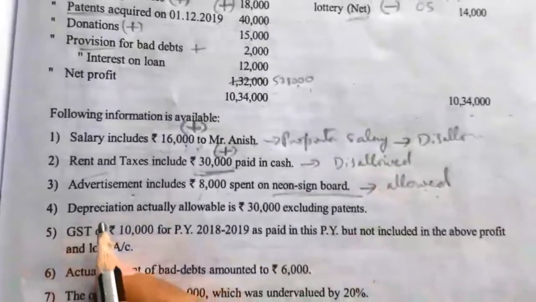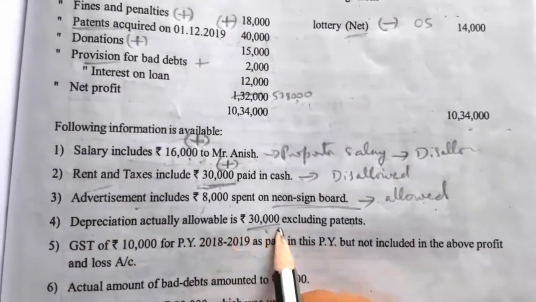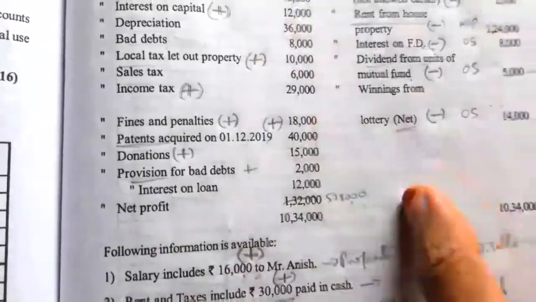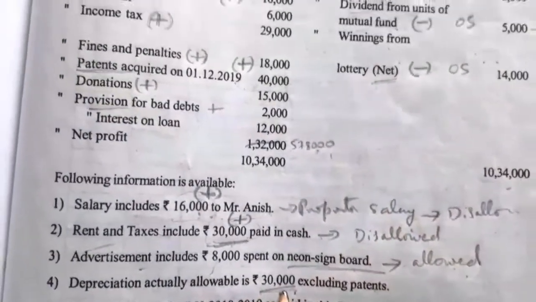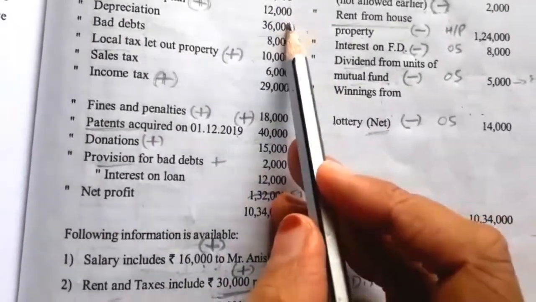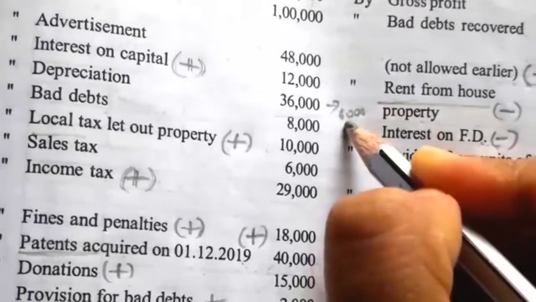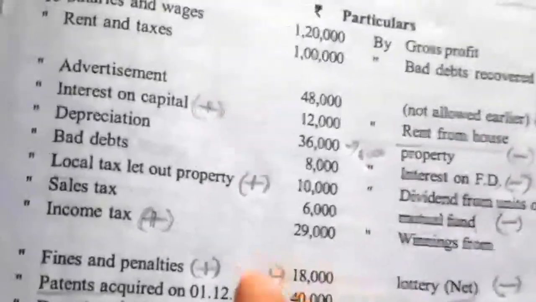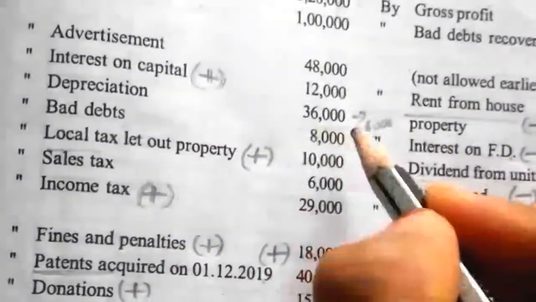Okay. So here depreciation actually allowable is 30,000. As per IT rule, depreciation actually allowable is 30,000. On the debit side of profit and loss account, they have recorded the depreciation 36,000. Means they have recorded more depreciation. Actual depreciation allowable is 30,000, so 6,000 extra depreciation is recorded. That 6,000 extra depreciation we have to cancel from our debit side of profit and loss account. So that is nothing but excess depreciation we have to add.